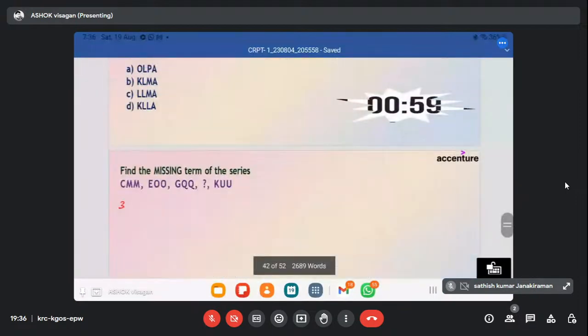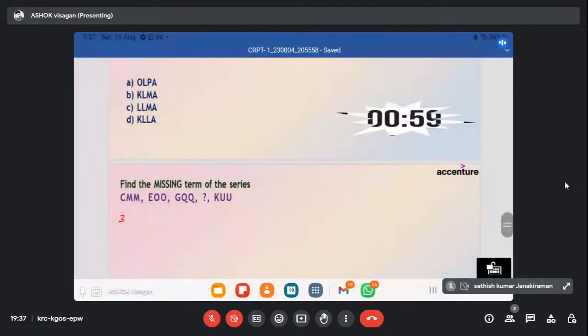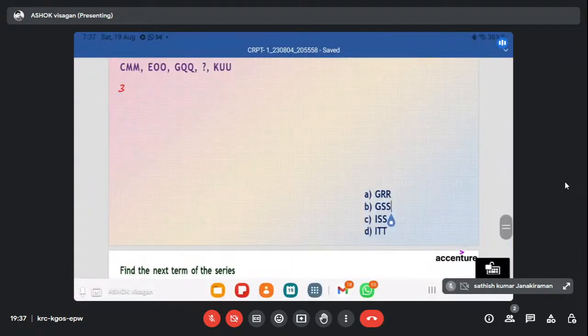How to find that? Look at the first letter. C, D, E, one letter is missing. E, F, G, one letter is missing. G, H, I. The next one should start with I. So the answer is ISS. Option C, ISS. I hope you people got the logic behind this.